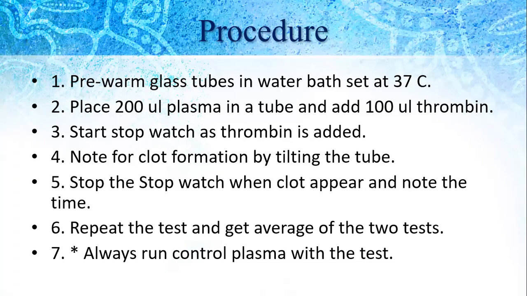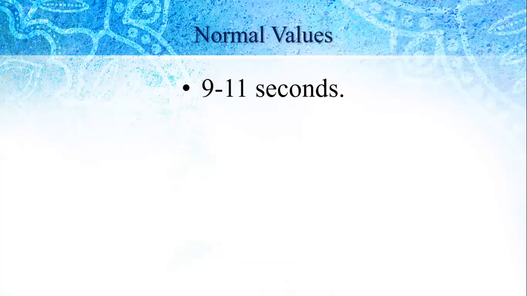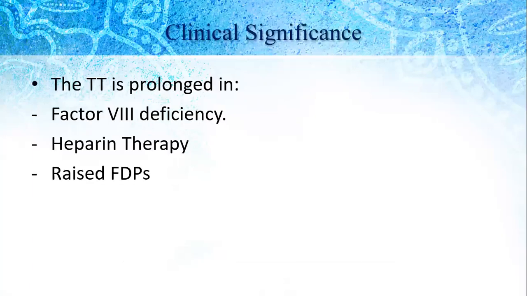So this is actually a very simple procedure. The normal value of this test is 9 to 11 seconds. So thrombin time has 9 to 11 seconds as its normal value. Clinically, thrombin time can be prolonged in factor 8 deficiency, heparin therapy, or raised fibrin degradation products. So this is all about the clotting time and thrombin time.